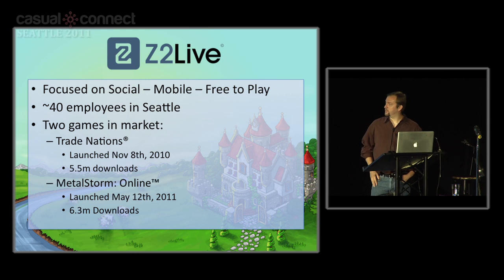So Z2 Live, as you can see, it's been up there for a while. I guess you probably have read it all by now. We have 2 games that have come up in market. Our most recent one is Maelstrom, but today we're going to be talking about Trade Nations, which is our more casual themed type of a game.